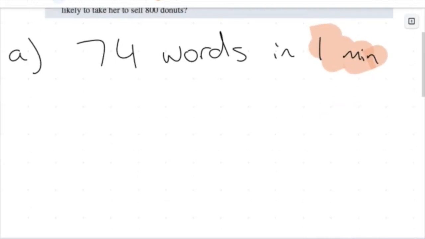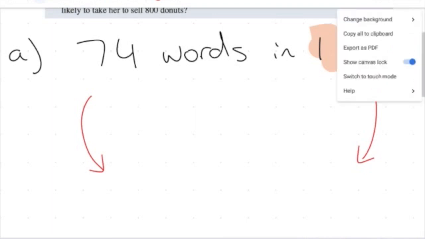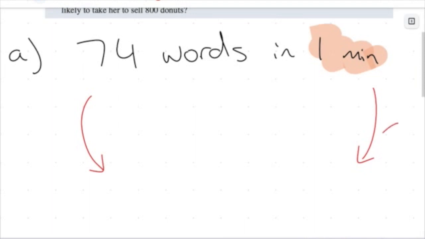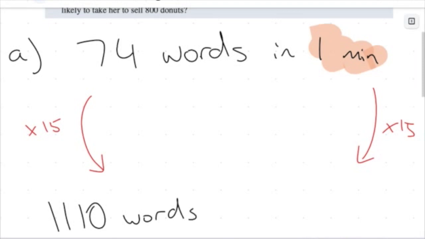So this looks no different to how we used the unitary method before. We have 74 words in 1 minute. So to find out how much you'll get in 15 minutes, that's just going to be 15 times my 74 words to figure out, well, how many can I get in 15 minutes? If we do this multiplication, we end up getting that she can type 1,110 words in 15 minutes.